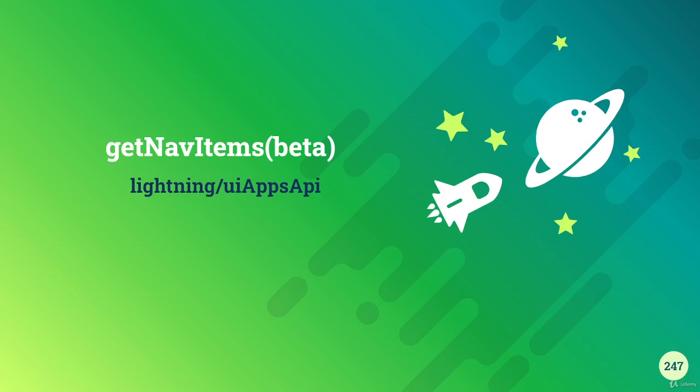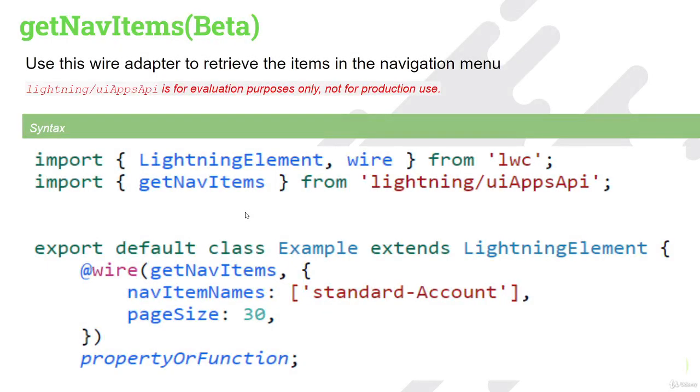In this video, we'll talk about the getNavItems wire adapter. This adapter is also in beta, and we can import it from the lightning/uiAppsApi module. We use this wire adapter to retrieve the items in the navigation menu. As a note, this adapter currently is not ready for production use.